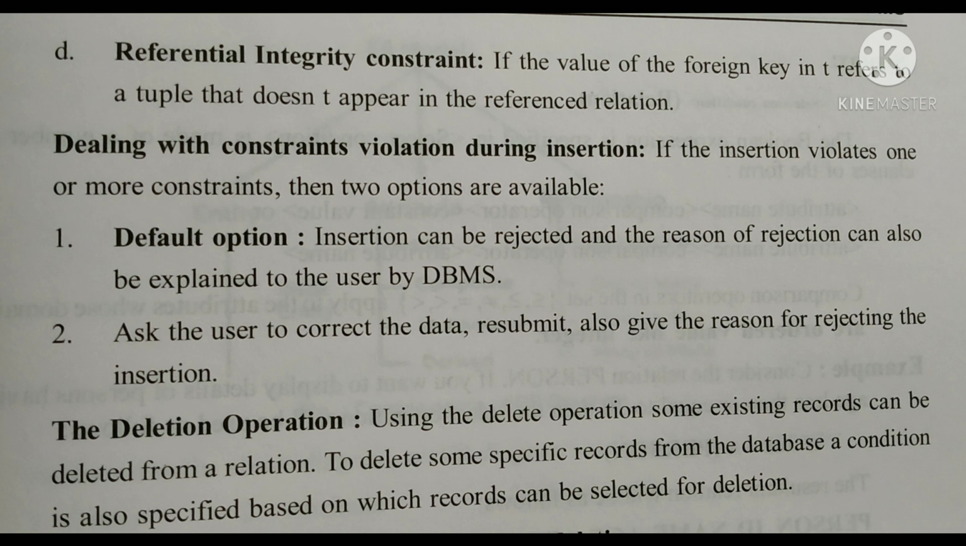Second one is the key constraint. It is violated if the value of the key attribute in a new tuple is the same as in an existing tuple in the relation R. Entity integrity constraint: if the primary key attribute value of a new tuple is given as null. Referential integrity constraint: if the value of the foreign key in a tuple refers to a tuple that does not appear in the referenced relation.